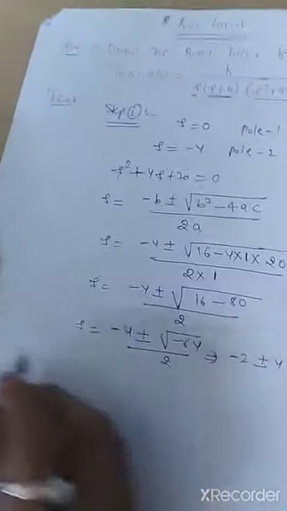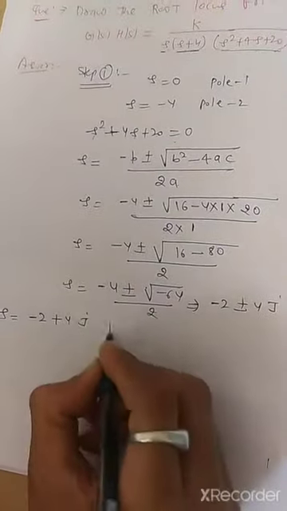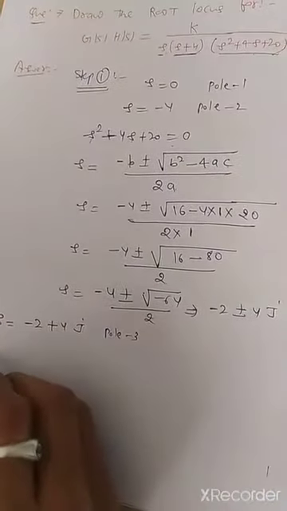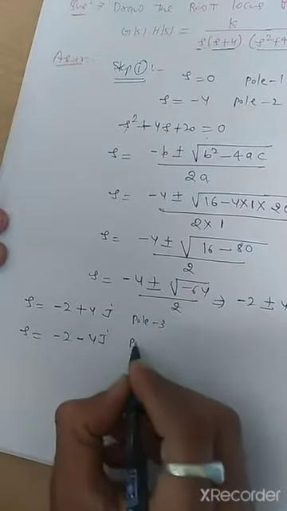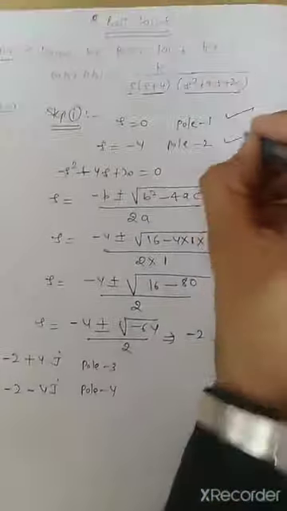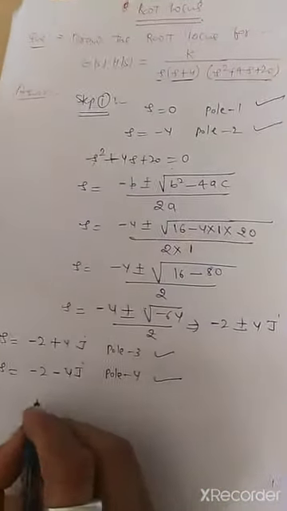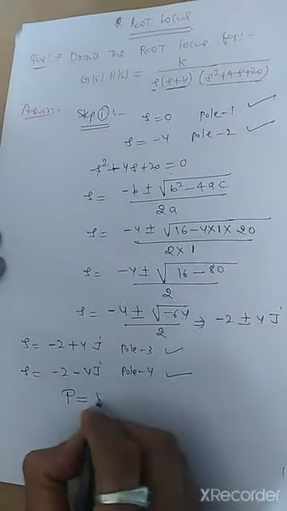So there are two poles. One pole at S equal to minus 2 plus 4j. Let this be my pole third. And the last pole is S equal to minus 2 minus 4j. This is my pole 4. So how many total poles? Pole 1, pole 2, pole 3 and pole 4. So the total number of poles, which we denote by P, is equal to 4.